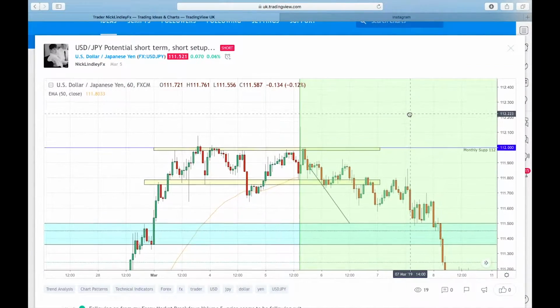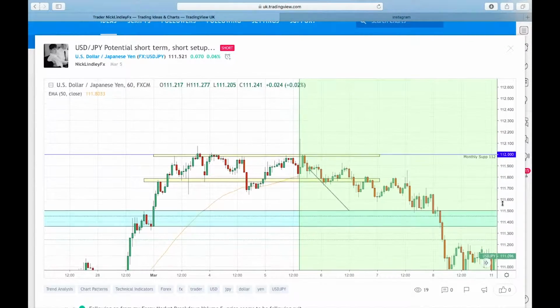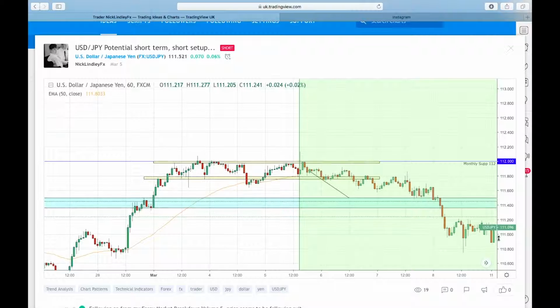However, what happened first was we did have one more test of 112.00s, price came up, popped up, probably took all the stop losses out from the earlier short traders, and then we consolidated for some time until eventually, boom, we popped down and completely declined in price all the way down.